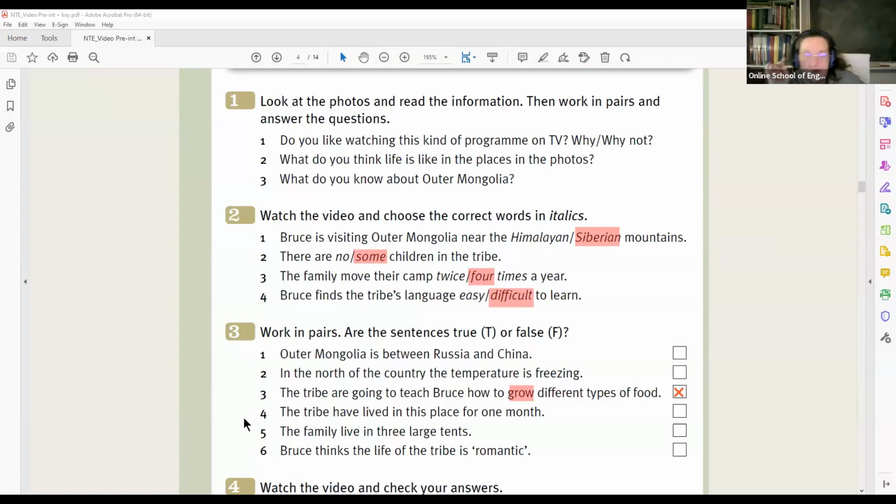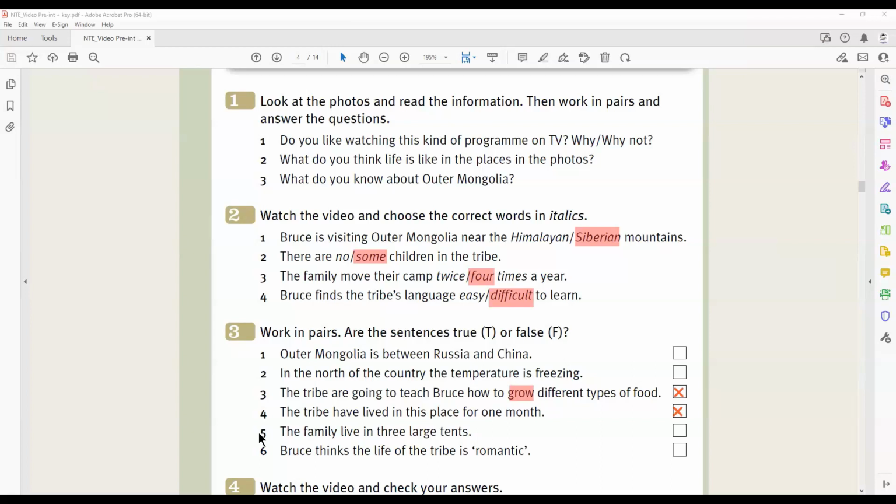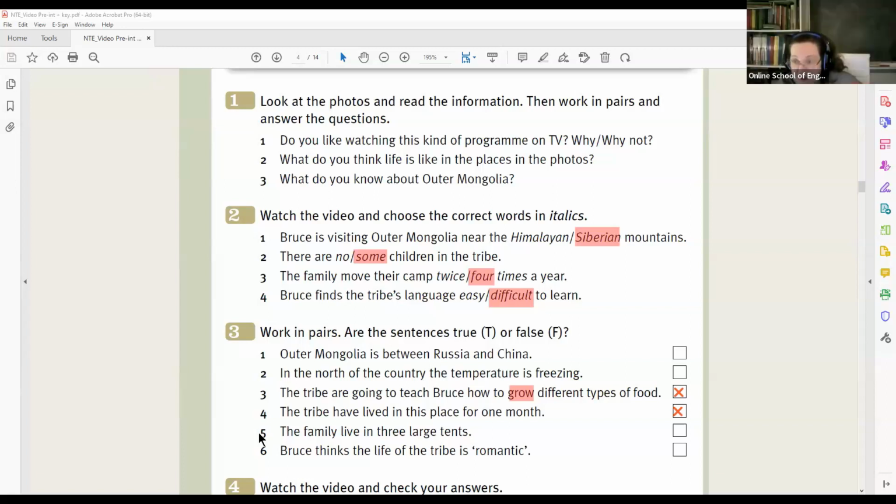Okay, number 4. The tribe have lived in this place for 1 month. No. False. Yeah, a lot longer than that. Definitely not 1 month. Okay. And the family live in 3 large tents. We don't know how many. Okay. So I think probably 1 family, 1 tent. So it's false. Okay. Bruce thinks the life of the tribe is romantic. It's not romantic. That's false.